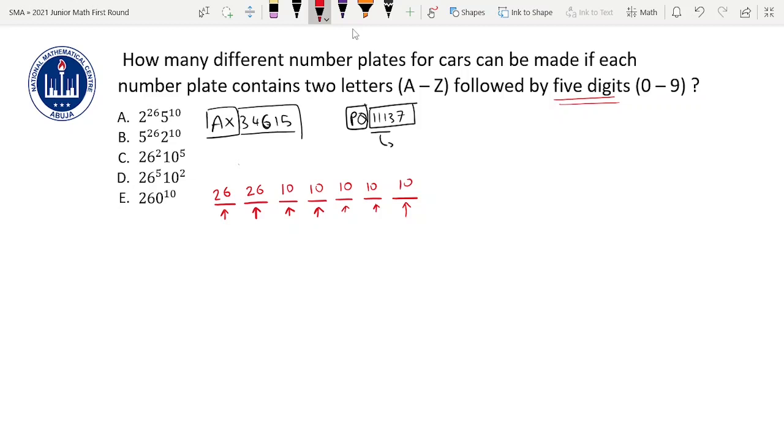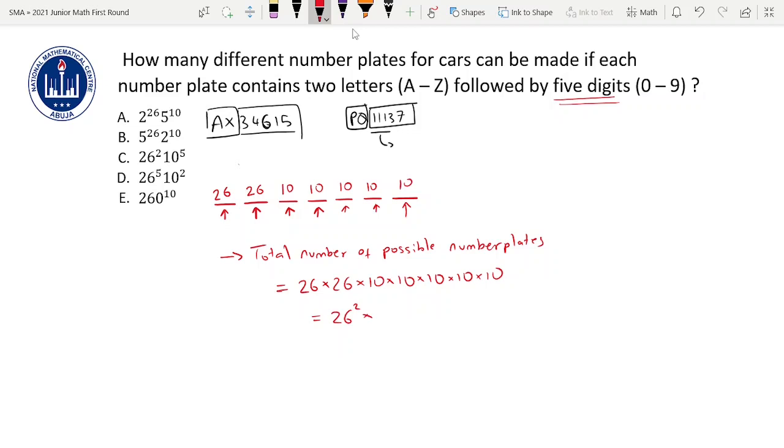So we have 26 options for the character in the first space, 26 options for the second, 10 for the third, 10 for the fourth, and so on till the end. Since all these choices are independent of each other, the total number of possible number plates is the product of the number of options we have for each of the spaces. So that's 26 times 26 times 10 multiplied by itself 5 times. 26 times 26 is just 26 squared, and 10 multiplied by itself 5 times is 10 raised to the power 5.